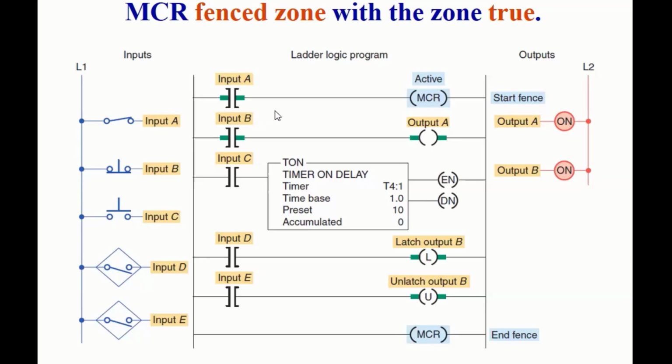So again, we have MCR at the beginning, MCR at the end. We have input B, output A. We have a timer on tone, right? We have a few other inputs, the latches and unlatches.